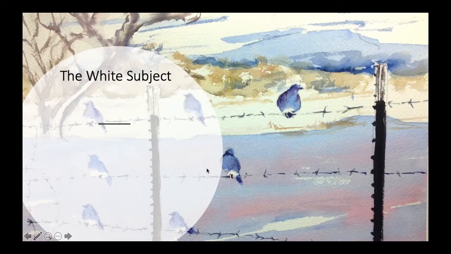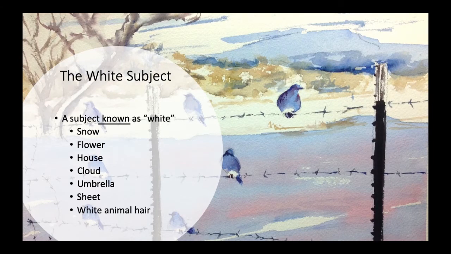Then you're going to move into a white subject painting. Your subject has to incorporate your theme, but it has to be something that's typically known as white, like snow or a flower, a house that's white painted, a cloud, an umbrella can be white, a sheet can be white, hair on an animal, something that's typically white. So this one was supposed to be snow. Just know that you have to actually paint color in a white subject.